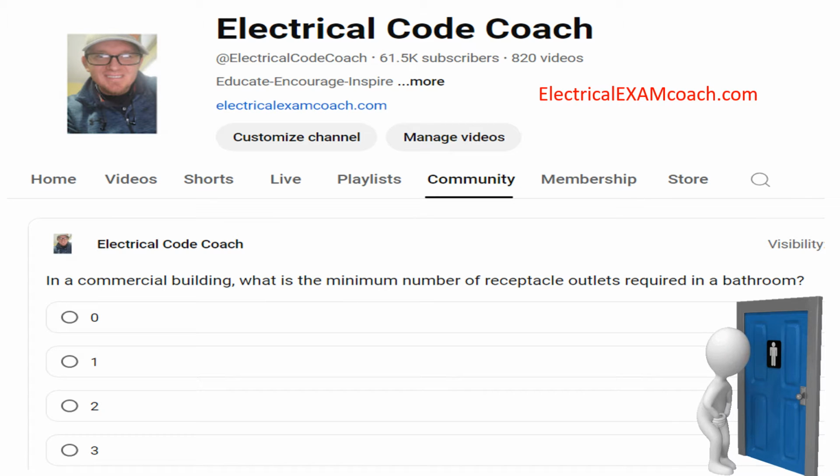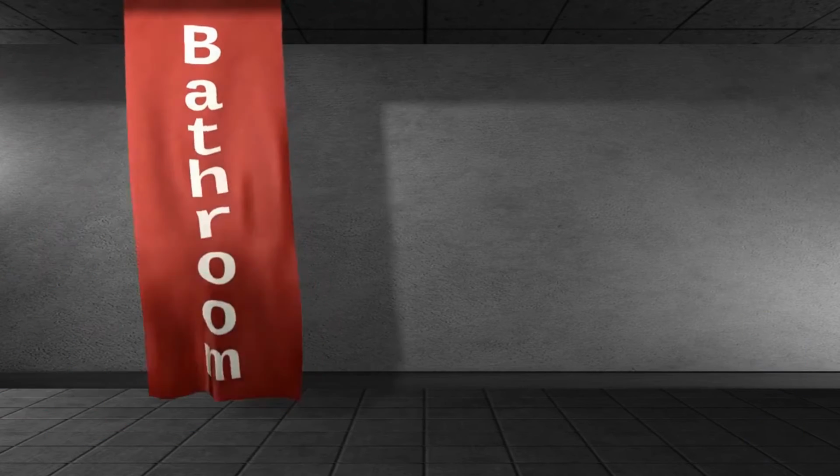In a commercial building, what is the minimum number of receptacle outlets required in a bathroom? And believe it or not, the correct answer is 0. And for this one, we're going to head to our bathroom requirements. And this is one by omission, you could say.